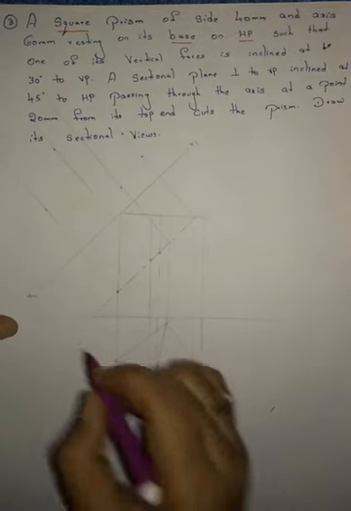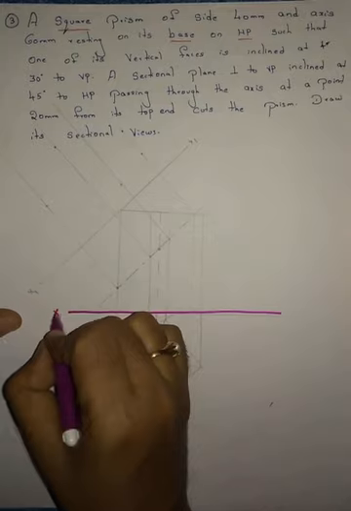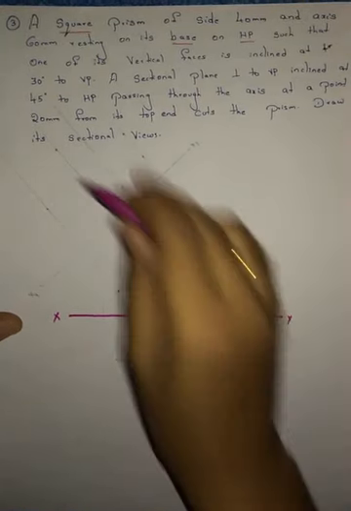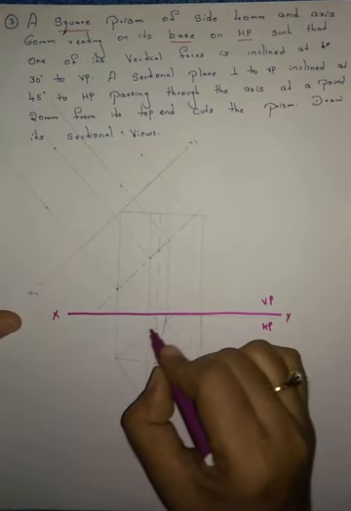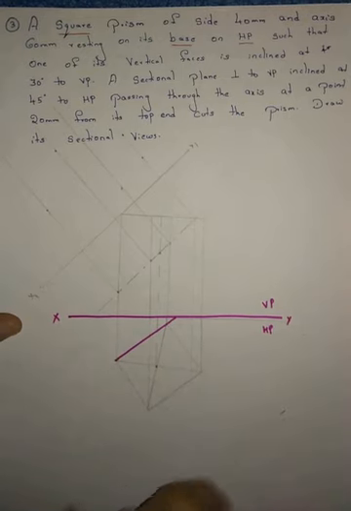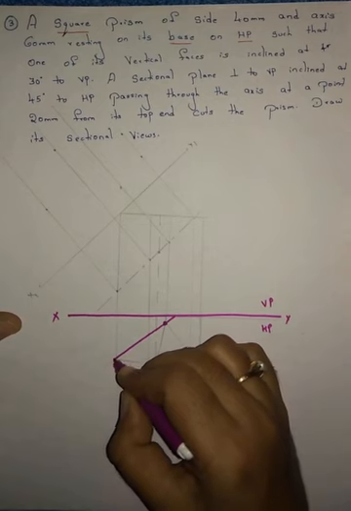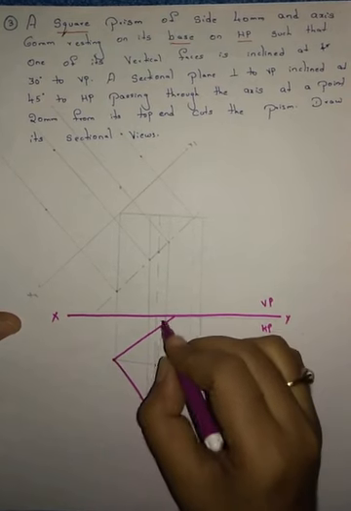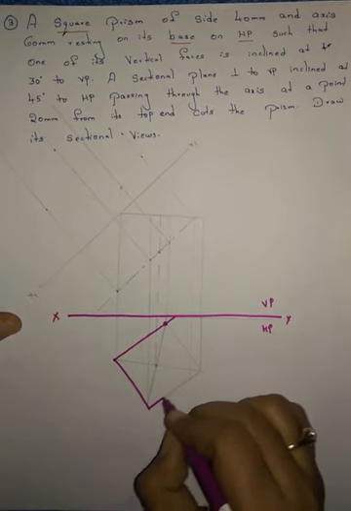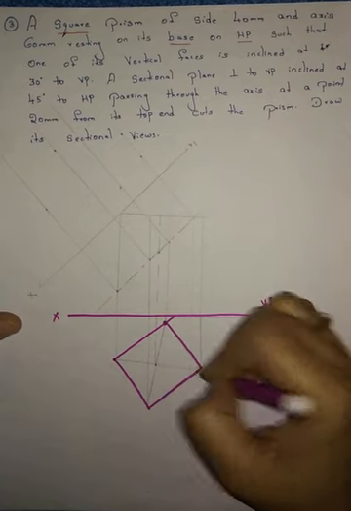Same process. Draw the reference line, name it as XY, VP, HP. What is the angle here? 30 degrees. 30 degrees to VP. Leave a 5 mm gap. From here to here the square length is 40. Construct the square. Keep your protractor on this line, mark 90 degrees. Keep your protractor on this line, mark 90 degrees again.